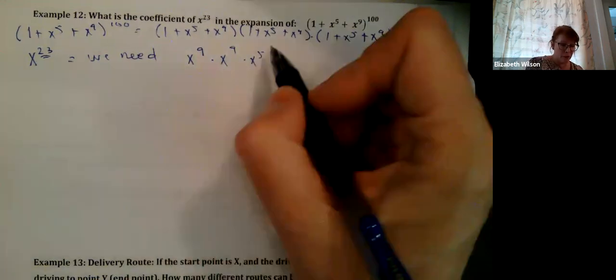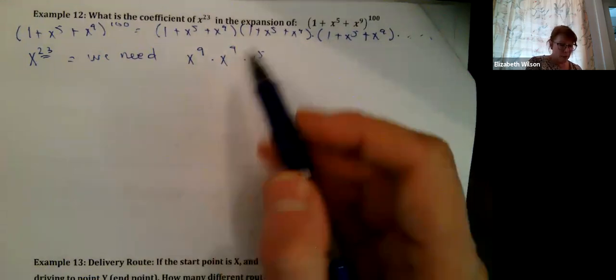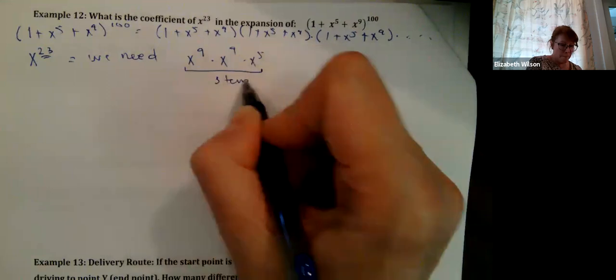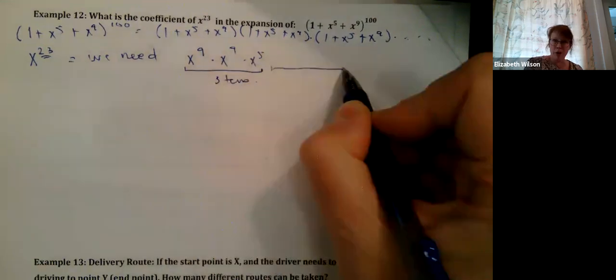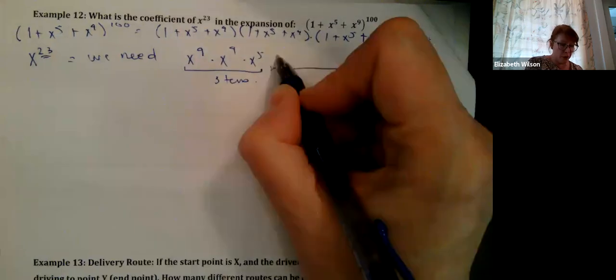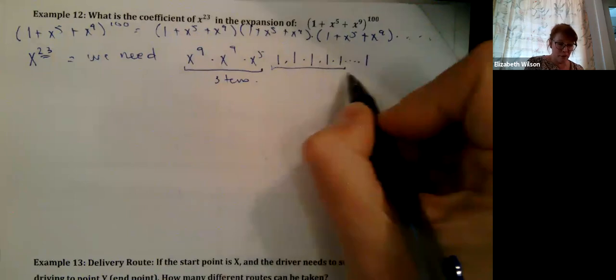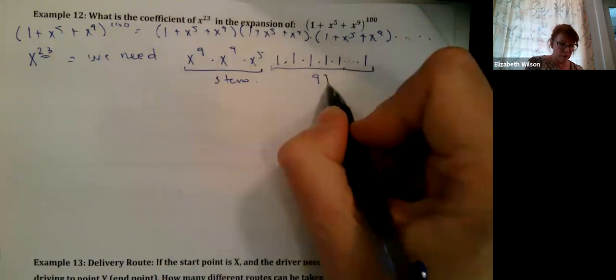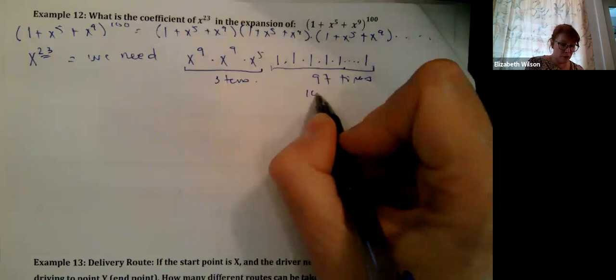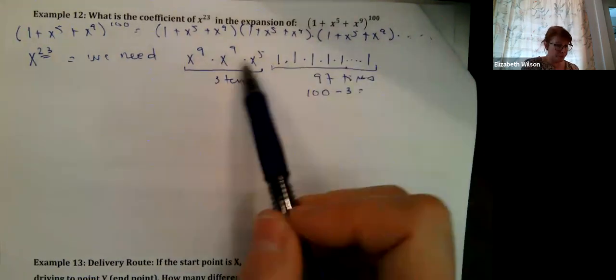But because we're expanding this 100 times, here I've got only 3 terms, but I need to have 100 terms total. So what else is being multiplied? Its coefficient is 1 times 1 times 1 times 1 times 1, 97 times. Right, so there are 3 terms here, so this is 100 minus 3 gives me 97, right? So this is what I'm working with here.